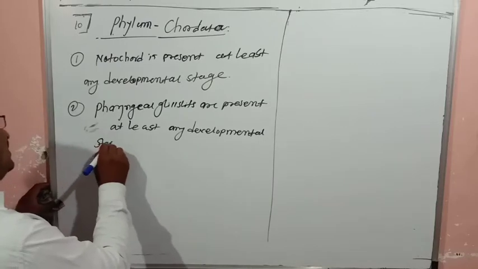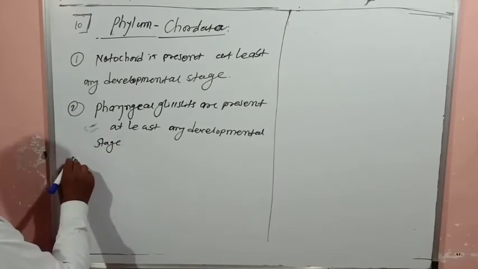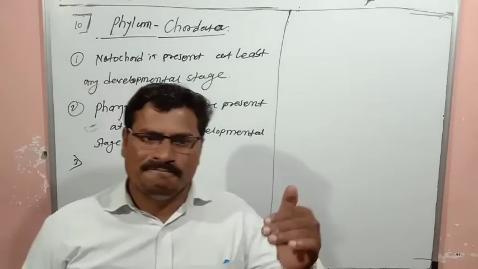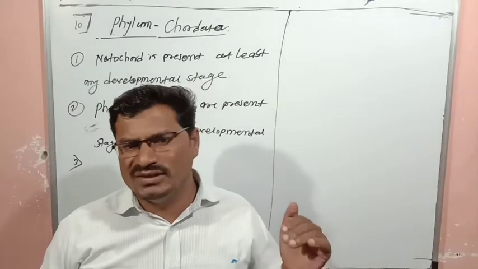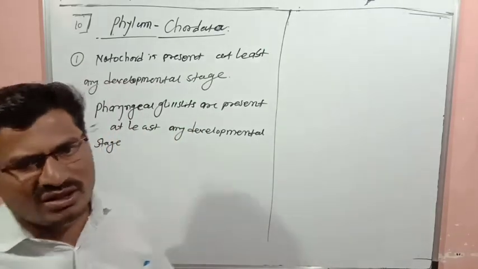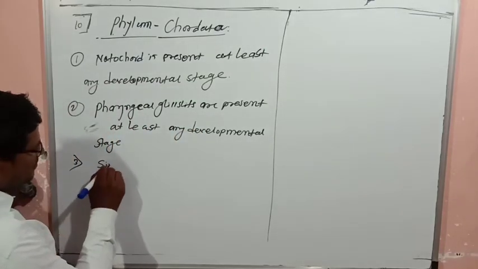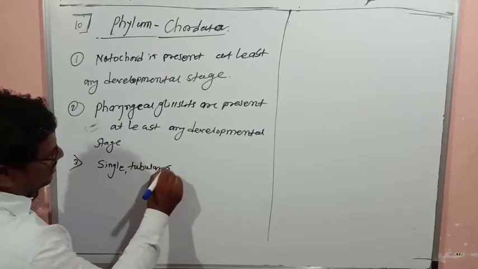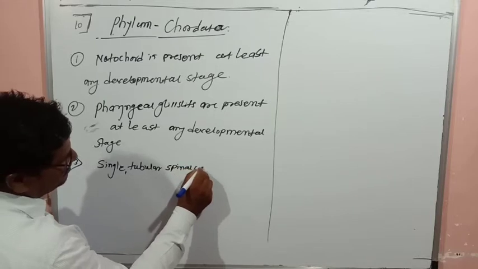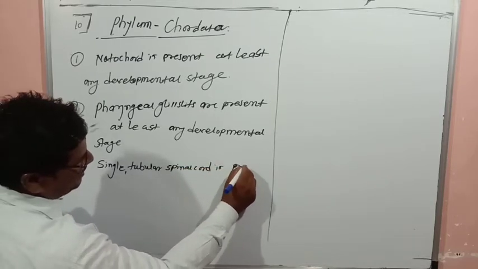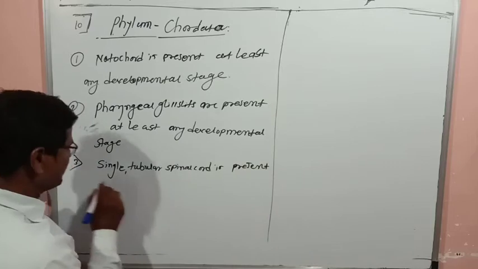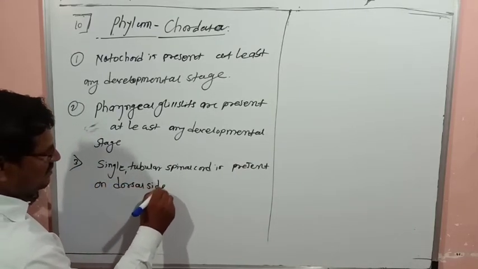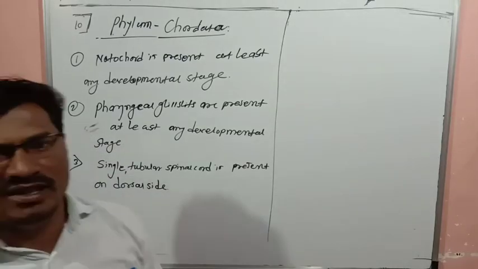Any developmental stage. Third characteristic is that a single tubular spinal cord is present on the dorsal side. Spinal cord is present on the dorsal side.